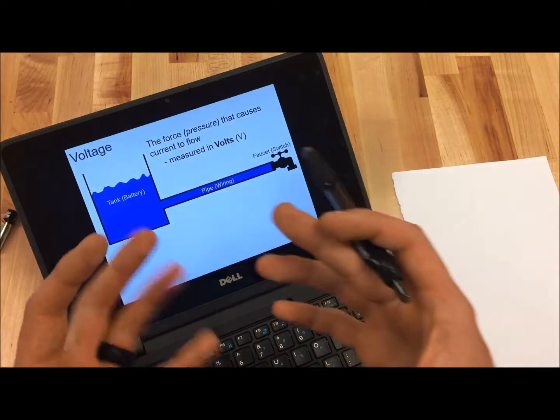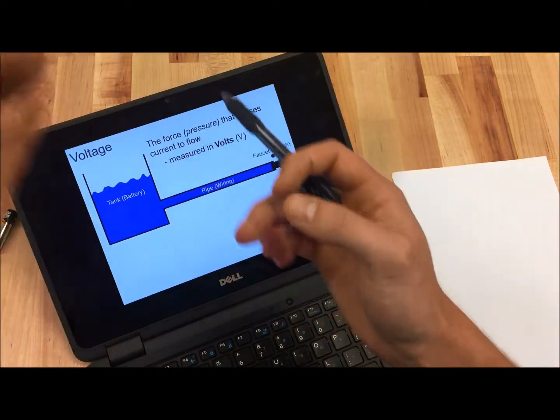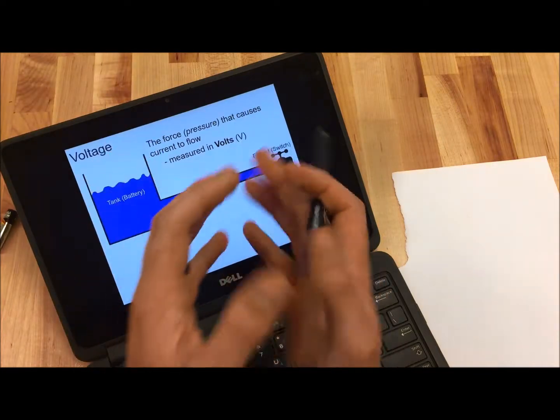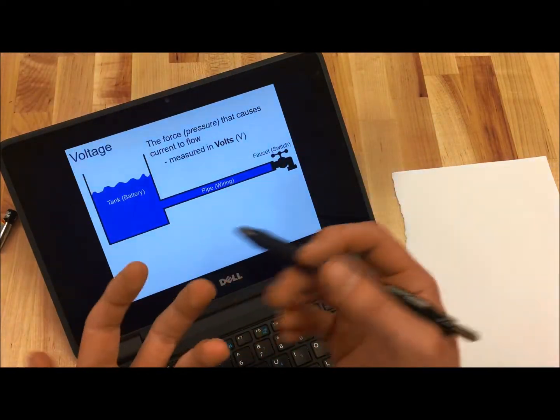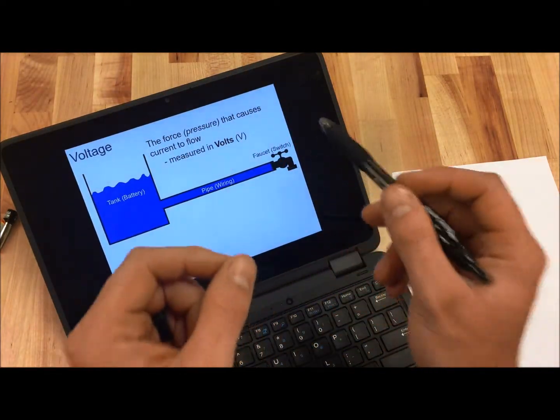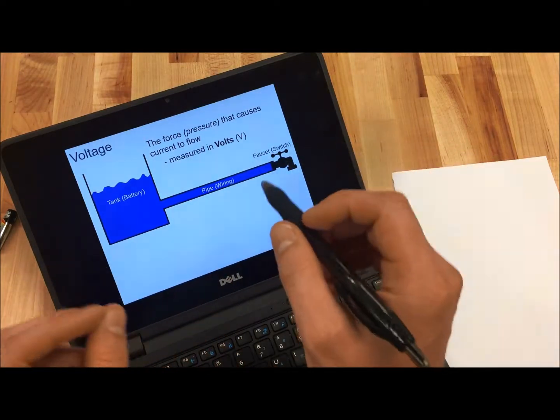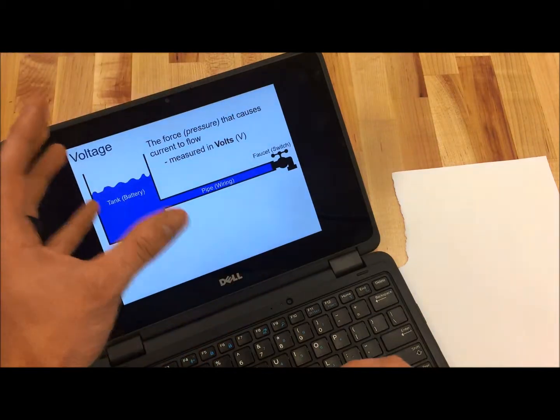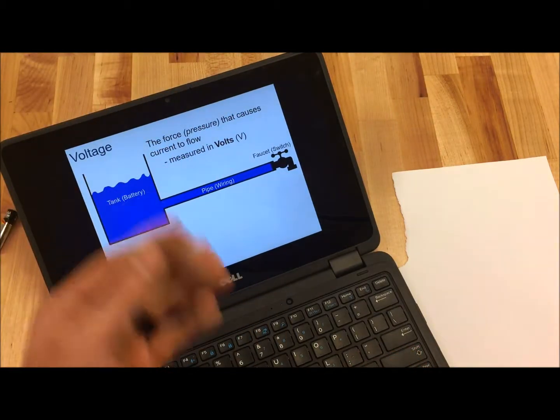Voltage, however, is pressure. So there's water sitting in this tank, and obviously gravity pushing down on the water, and the water's pushing out on the pipes. So there is pressure. Whether the faucet is on or off, there is still pressure. So you can measure volts. So voltage is the pressure, current is the flow.